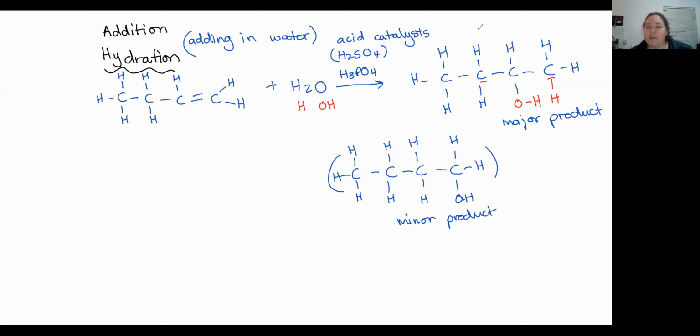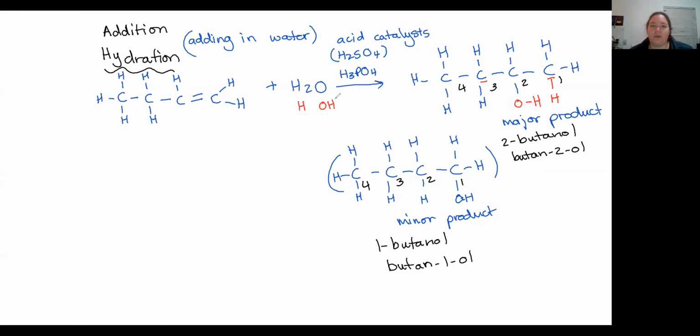We need to be able to name them. This over here is on carbon 2, so 1, 2, 3, 4. So this is 2-butanol, or butan-2-ol. This over here is carbon 1. So this is 1-butanol, or butan-1-ol. All right, and usually we would only focus on them. How do we know which one is major and which one is minor?